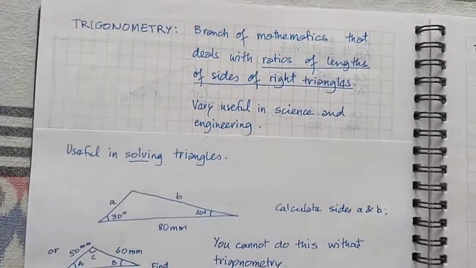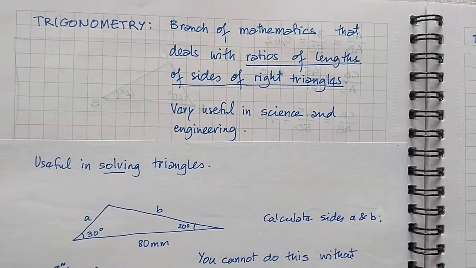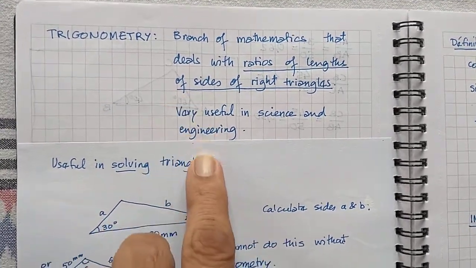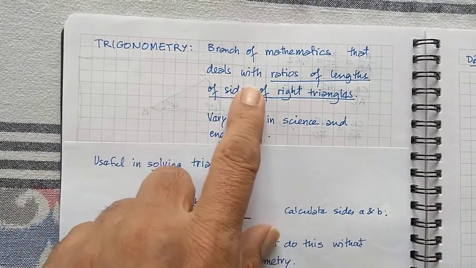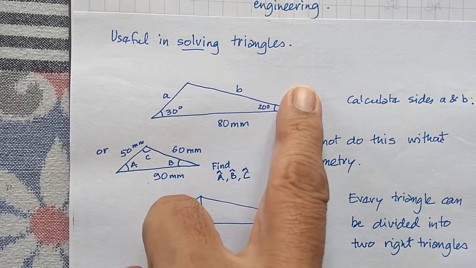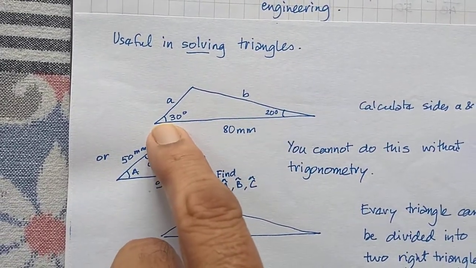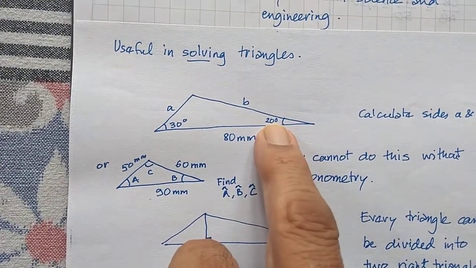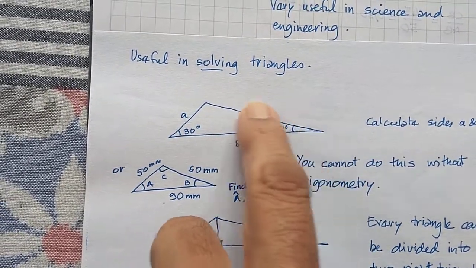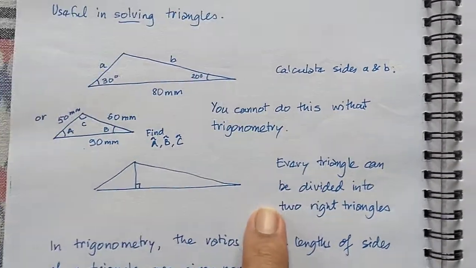Okay, welcome to what will probably be the last video of the course and the last video in this trigonometry chapter. When I introduced trigonometry to you, I said it is useful in solving triangles. I gave you an example: if you have a triangle like this, 80 millimeters on one side, 30 degrees angle, 20 degrees angle, can you calculate side A and side B, the length of these two sides? And I said you cannot do this without trigonometry.